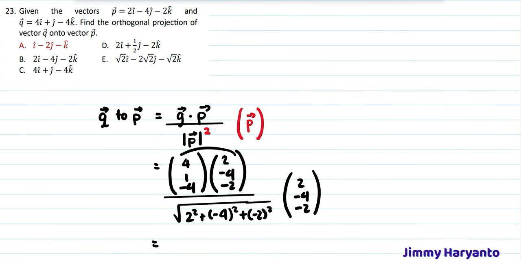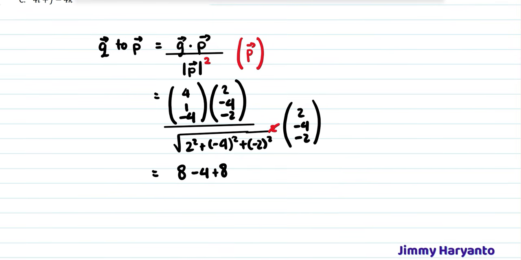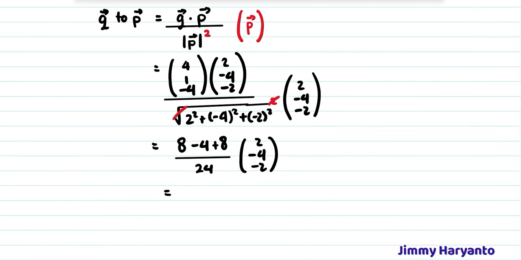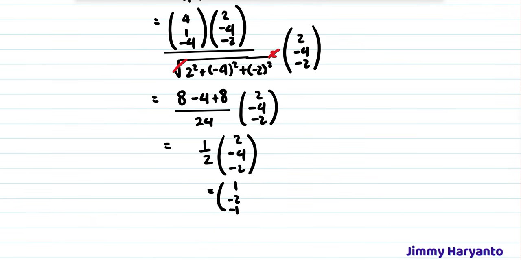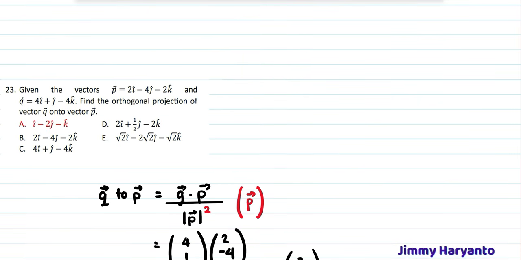Okay, then you multiply this, it's 8. Multiply this, it's negative 4. And then you multiply this, it's 8. Oh yeah, I forgot the square right here. The square and the square root will be gone. And for the bottom part, you will only have 16, 4, 4 is 24. Like that. Times with 2, negative 4 and negative 2. We will have 12 right here. 12 over 24 is half. So half times 2, negative 4, negative 2. That means 1, negative 2 and negative 1. 1, negative 2, negative 1 is A.